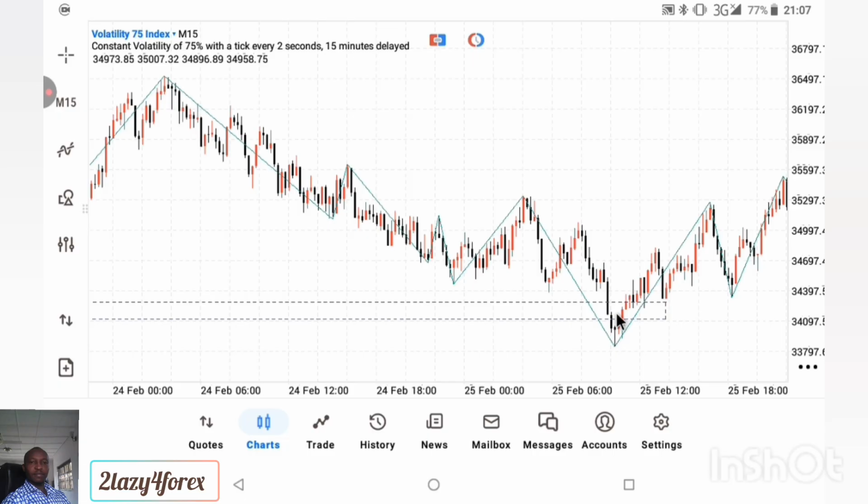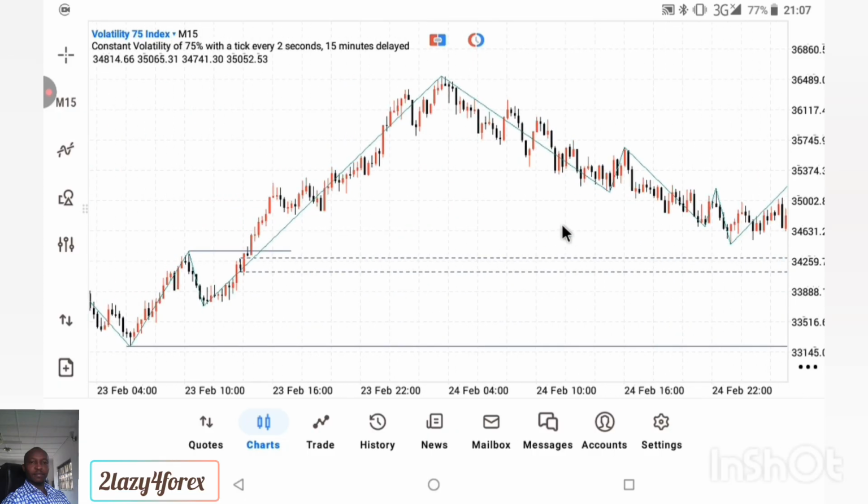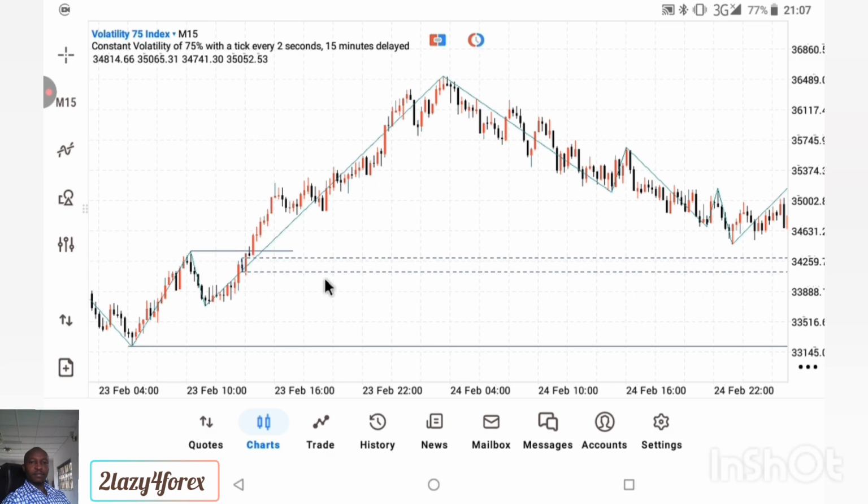Now, like they always do, they want your stops. That is why I advise you, don't put your stop loss below here. Put your stop loss below the low. Putting it here will be too much. Put your stops here below this.